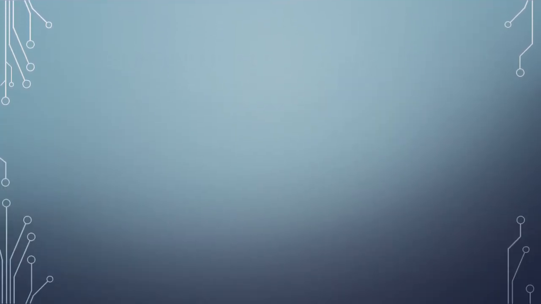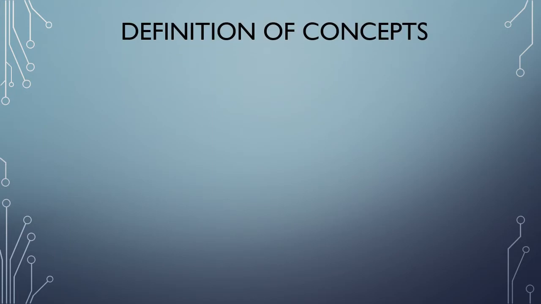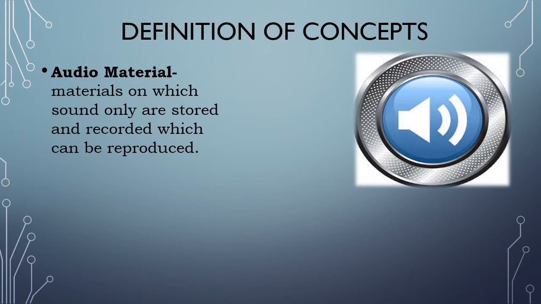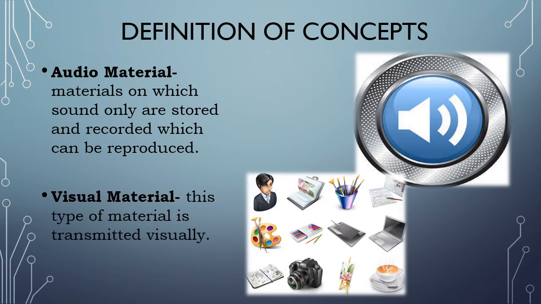Let's proceed now to the definition of concepts. First is the audio material. Materials in which sound only is stored and recorded, which can be reproduced. Next is the visual material. This type of material is transmitted visually.